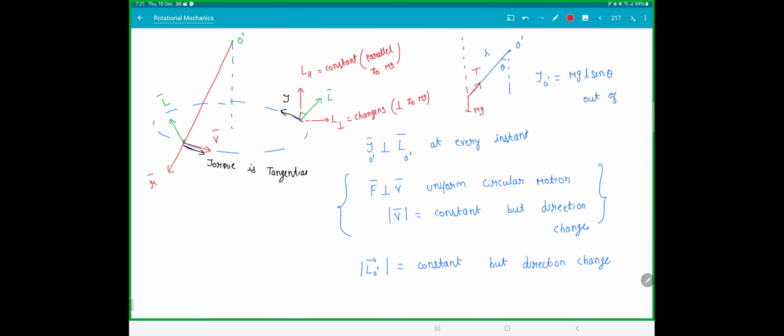Have a look at this. There is too much information here. The first thing, the main idea is this: the torque will actually be tangential. That is the main idea there.